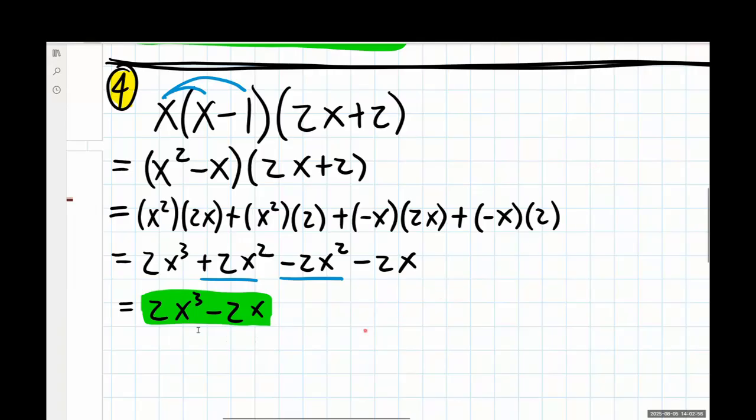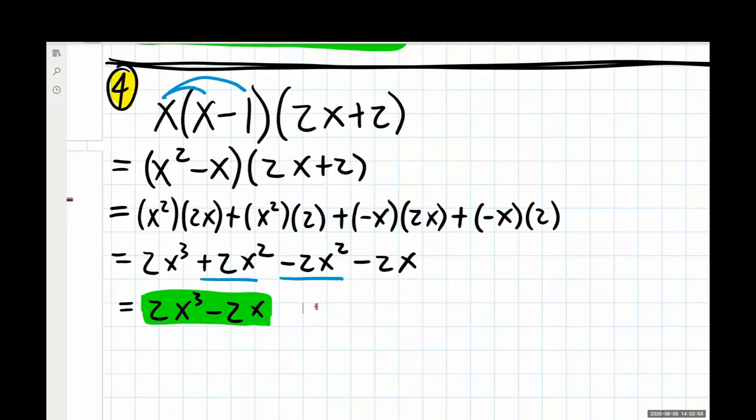And I get to a final answer of 2x cubed minus 2x. Notice how when we were going through and multiplying these things together and combining like terms, we have a positive 2x squared, and then we have a minus 2x squared. The positive and the negative here will combine together and they become 0. So 0 times x squared is going to cancel out entirely. And that's where that x squared goes. It completely disappears from my final answer.